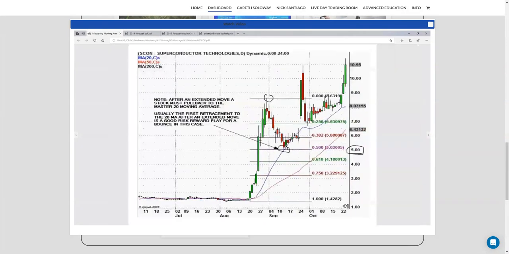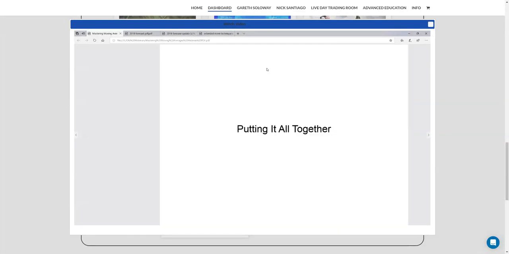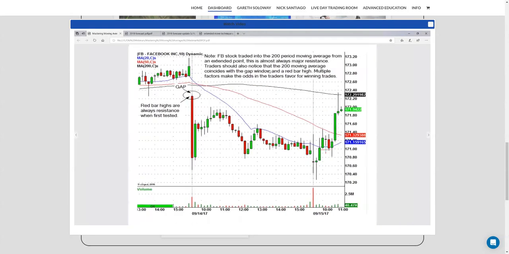Next one here, you got a nice big surge. This is an old one. Came down to $5, an even number, hit the 20, then it rallied up to the 50% retrace, whole round number. Same stuff applies. Okay, let's put it all together here.